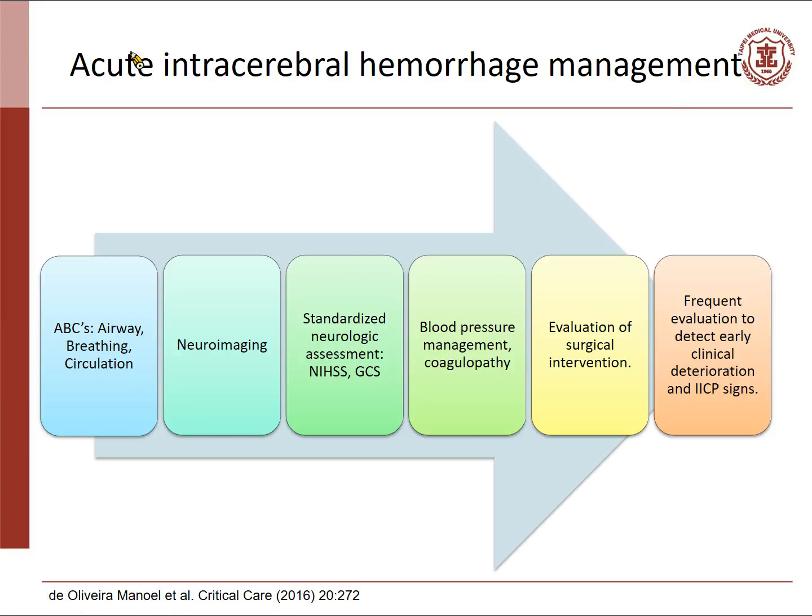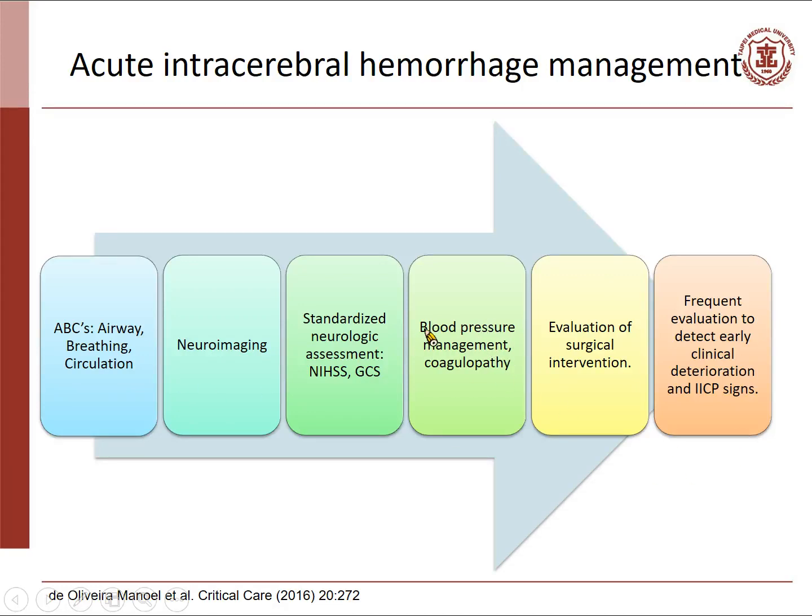For acute management of intracerebral hemorrhage, there's a workflow shown here. At first, we have to make sure the ABC is okay, and the image will show the hemorrhage area and the extent, and we need to do neurological assessment frequently with the Glasgow coma scale and the NIHSS stroke scale to see deterioration of neurological deficit. Because sometimes the hematoma can cause increased intracranial pressure, or the hematoma can keep bleeding. At this time, we may need a neurosurgeon to intervene.